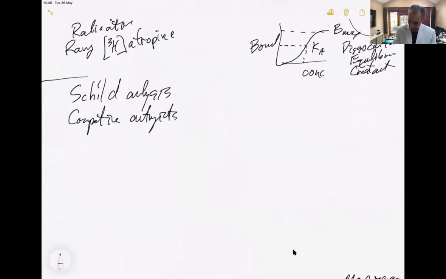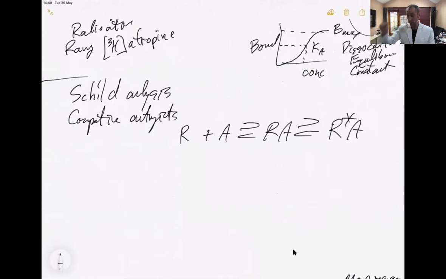So what I'll do is I'll redraw. So we go receptor plus agonist gets into equilibrium with receptor agonist. And then if the agonist changes the receptor into the active form. Oh, forgot one analogy that some students find useful. I find it useful to think about this stuff too.